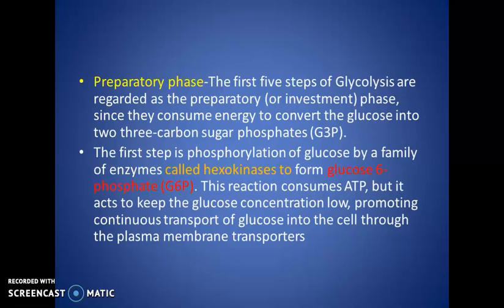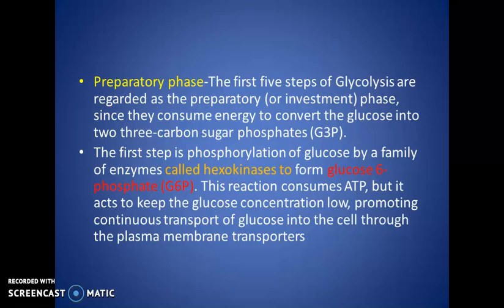In the preparatory phase, the first 5 steps of glycolysis are regarded as the preparatory or investment phase because they consume energy to convert the glucose into two 3-carbon sugar phosphates. The first step is phosphorylation of glucose into glucose 6-phosphate by the family of enzymes called hexokinase. These are the enzymes responsible for converting glucose to glucose 6-phosphate.